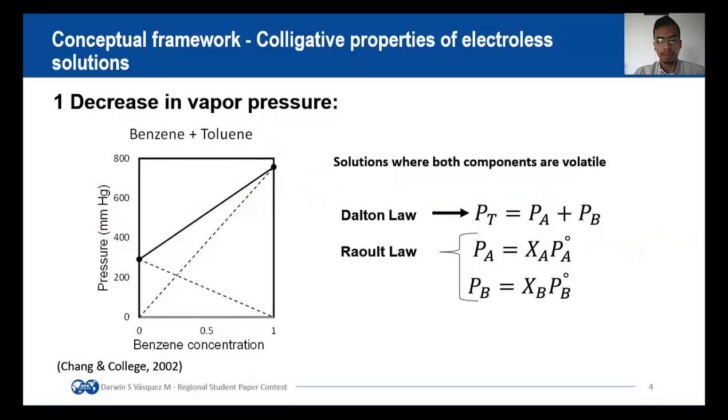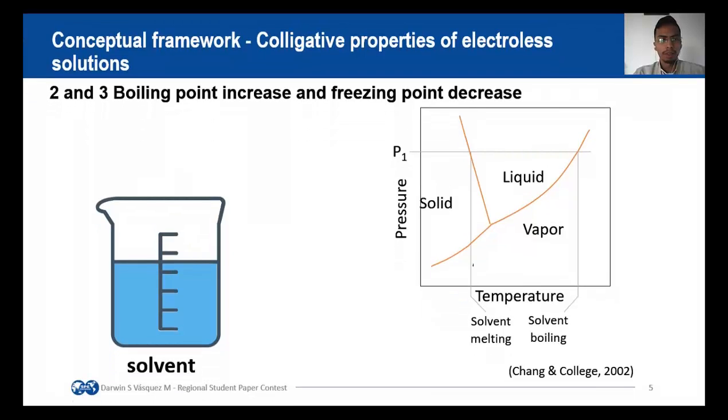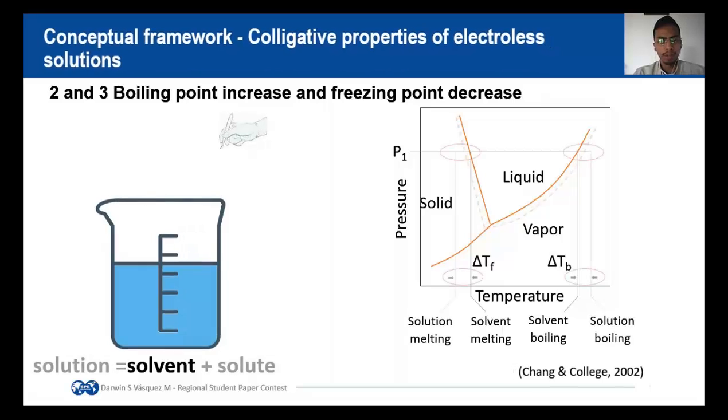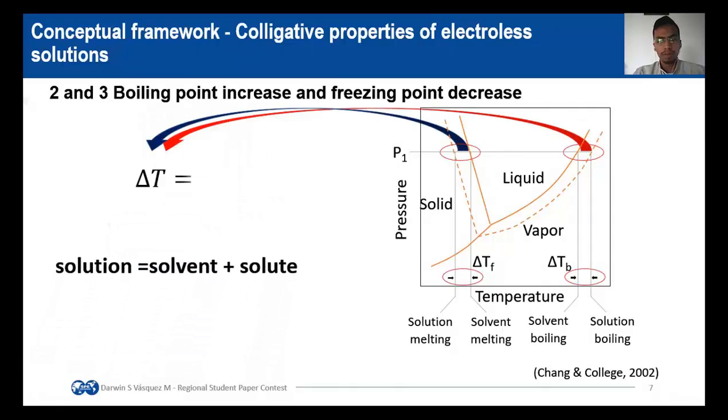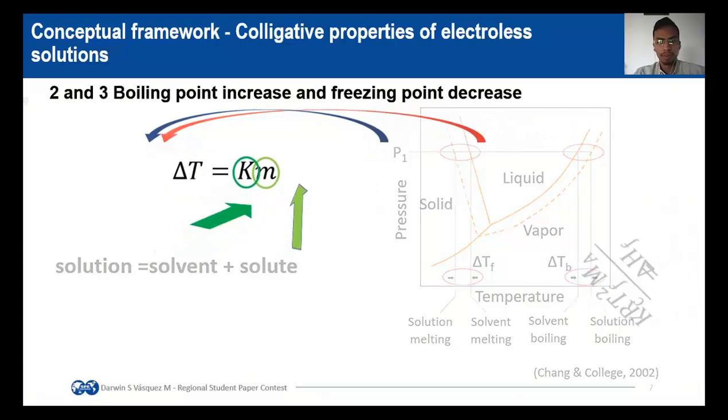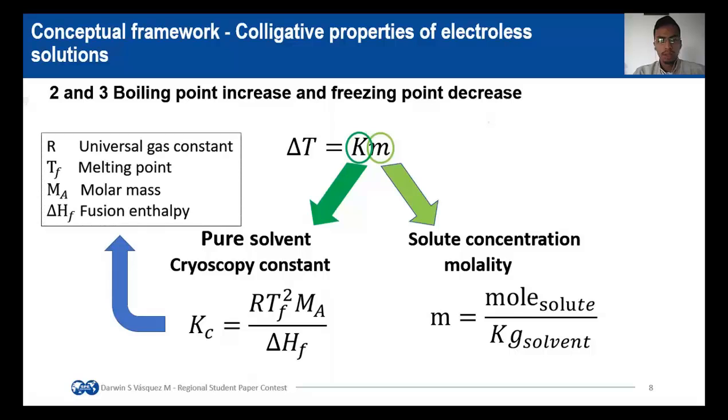The second and third properties are boiling point increase and freezing point decrease. This is the pressure-temperature diagram for a pure solvent. When you add a solute, the behavior changes in the melting point and boiling point. The changes are proportional to a constant and the solution concentration. The cryoscopic constant depends only on the pure solvent and is calculated with this relationship that you see here. Solute concentration is in terms of molality.